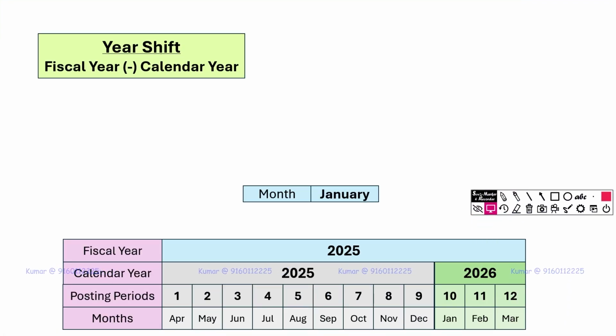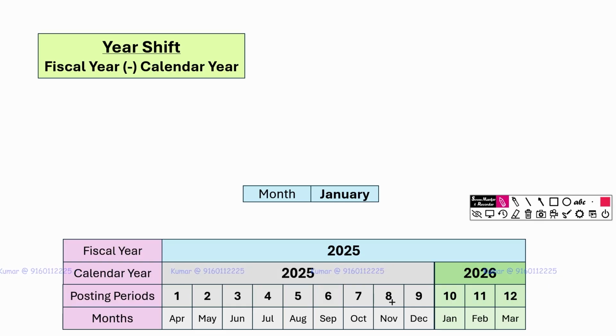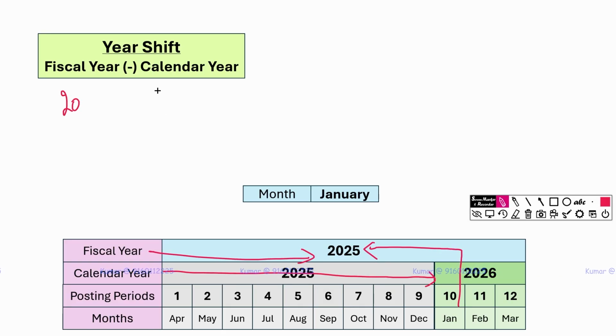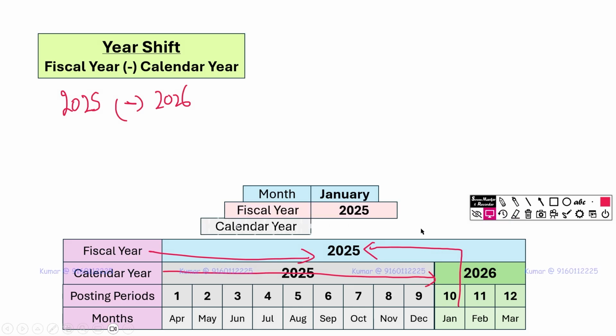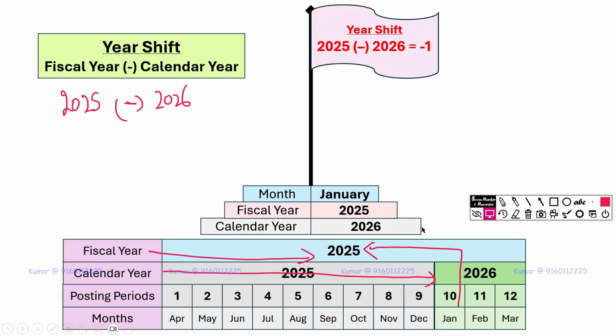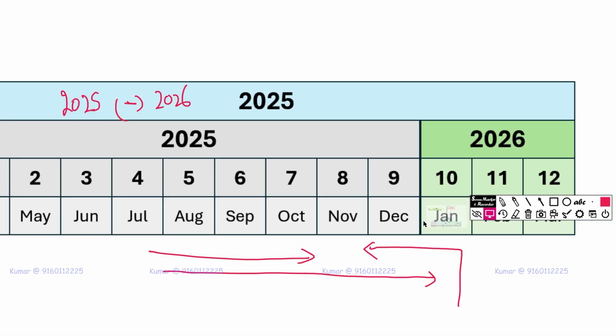Now let us go for January. January month is in which fiscal year? Fiscal year 2025. Calendar year 2026. Fiscal year 2025 minus calendar year 2026. So the year shift becomes -1 for January.